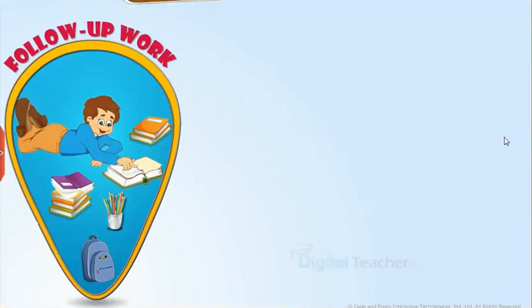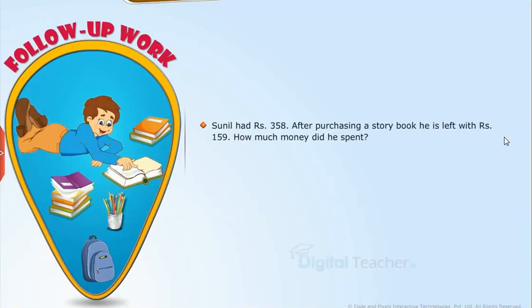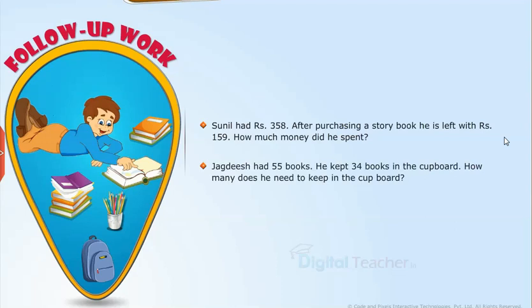Follow-up work. Sunil had rupees 358. After purchasing a storybook, he is left with rupees 159. How much money did he spend? Jagdish had 55 books. He kept 34 books in the cupboard. How many does he need to keep in the cupboard?